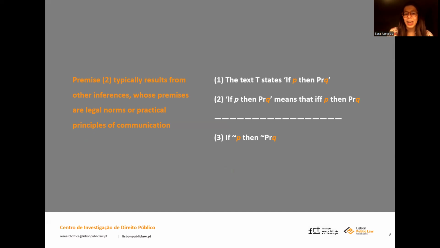However, we can ask, where does the second premise that I've just mentioned come from? Typically, it is said that it comes from other inferences. It is the conclusion of other inferences that rely on legal norms or practical principles of communication.